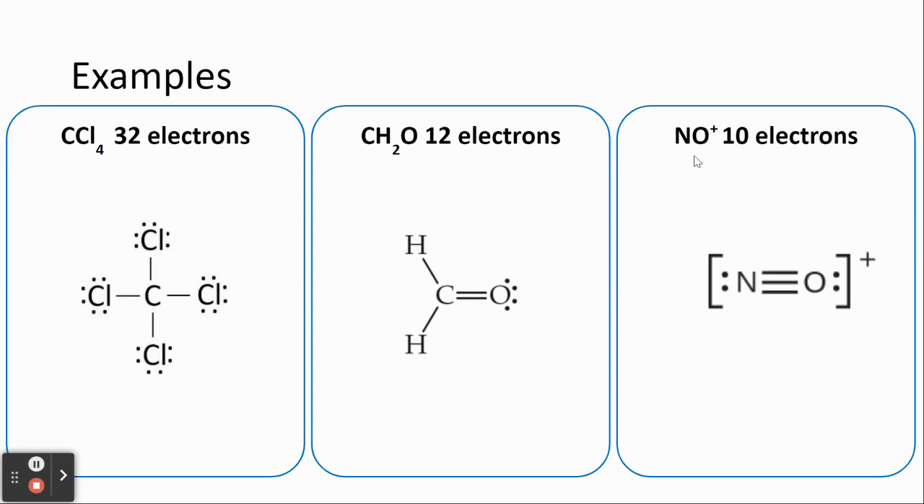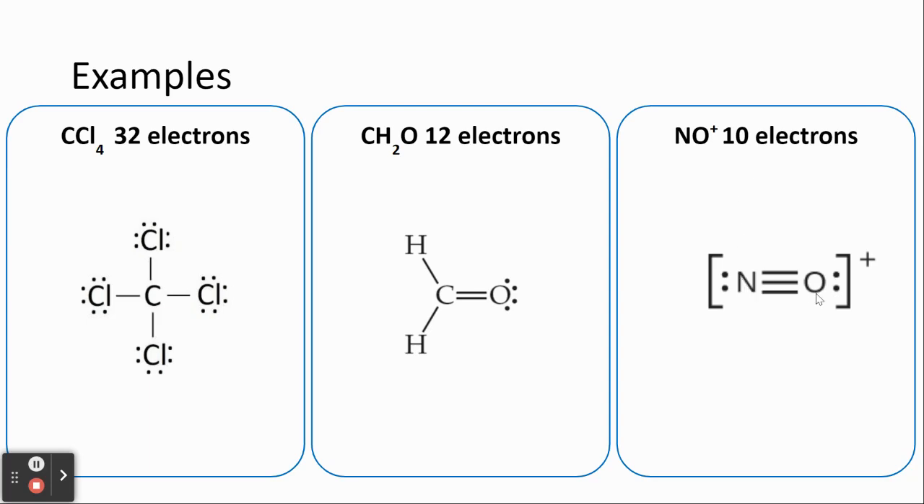Now, NO with a +1 charge is a little bit different. Nitrogen has 5 valence electrons since it's in the 5th group. Oxygen has 6 valence electrons because it's in the 6th group. And this +1 charge means that this structure has lost 1 electron. So we've got 10 total valence electrons that we need to use to make our Lewis structure.